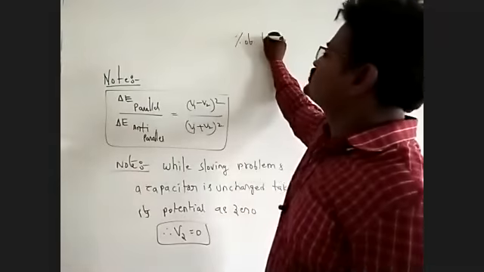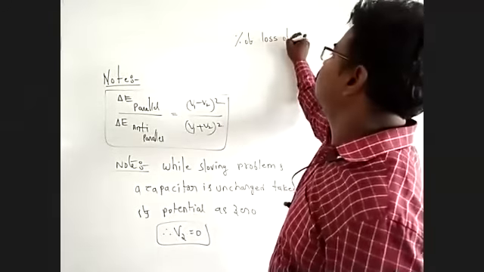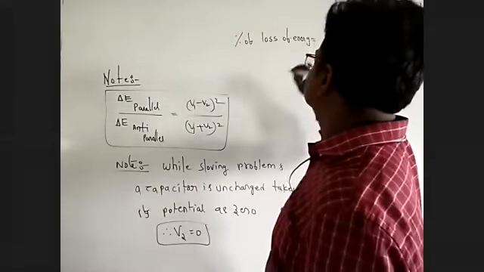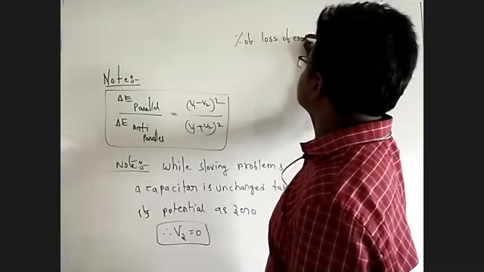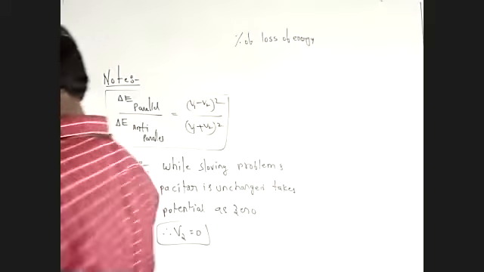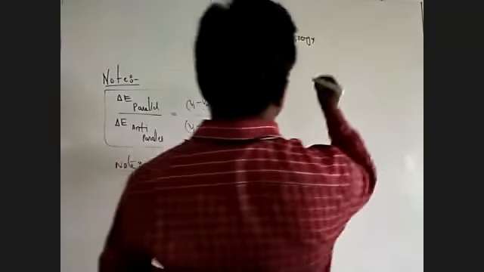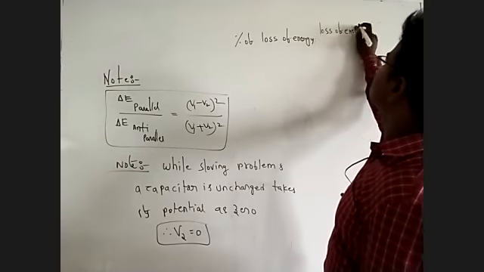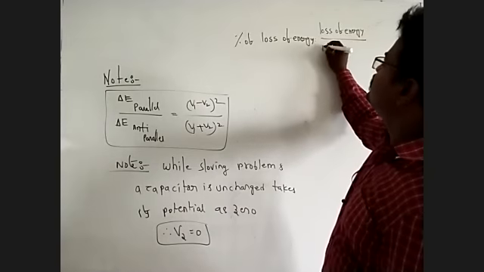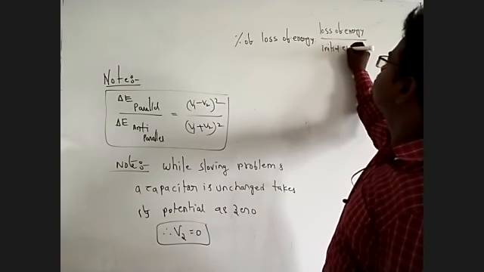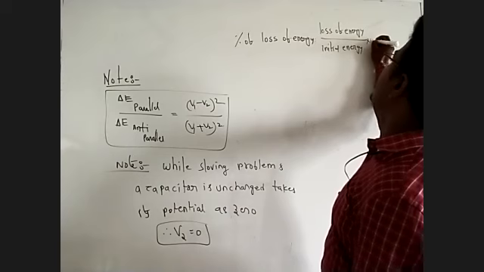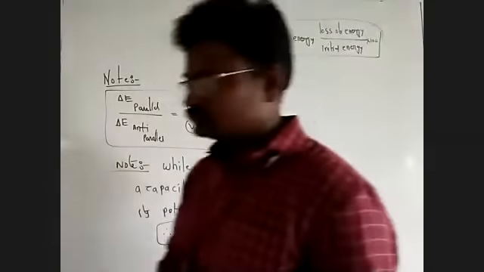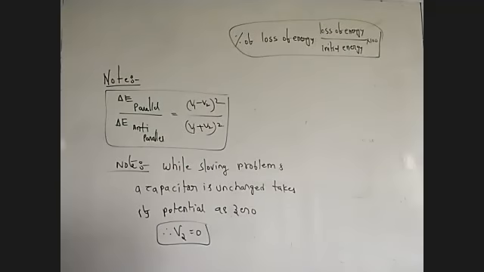Percentage of loss of energy is equal to loss of energy by initial energy, into 100. This is the formula. Okay, so that is your formula.